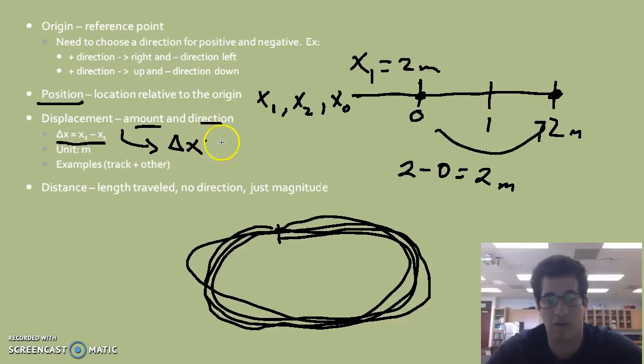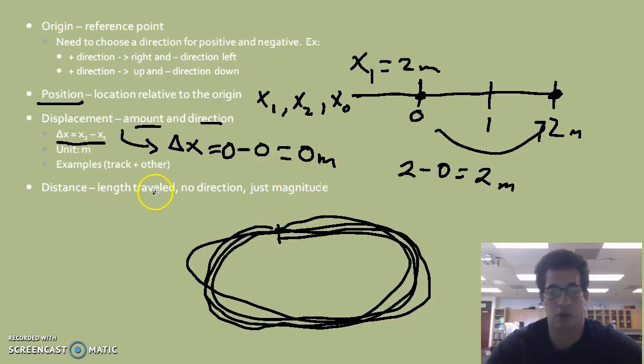Well, based on this definition, our starting position would have been 0, so x1 would be 0. Our ending position, we ended right here at the beginning of the track, so that would also be 0. So our displacement in that case would be 0 meters, because you've traveled all around the track, but displacement, just talking about your relative position, you ended up right back where you started, so you have 0 displacement. Okay?